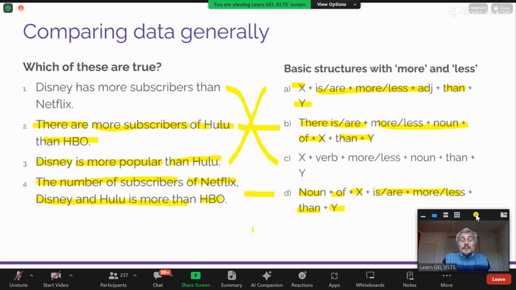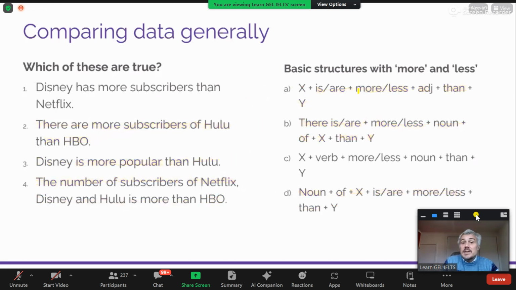So we've got 4 different structures that use the words more and less. These are useful, important structures to remember. They help you make different types of comparisons. We will practice using this grammar in a couple of minutes, everybody. I will leave this on the screen now for 20 seconds so you can look, make notes, and try to remember these grammar structures.